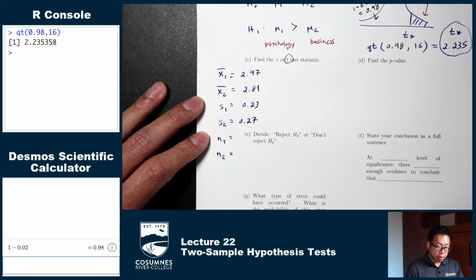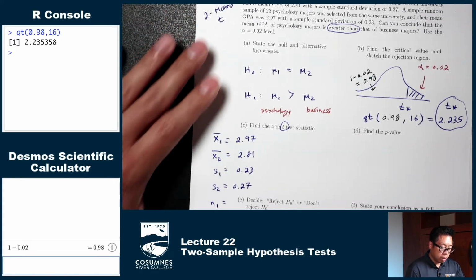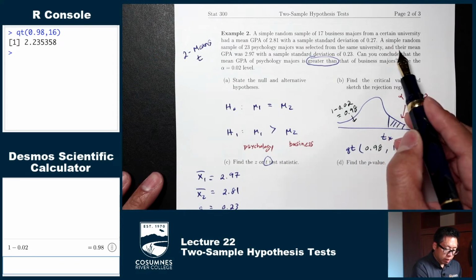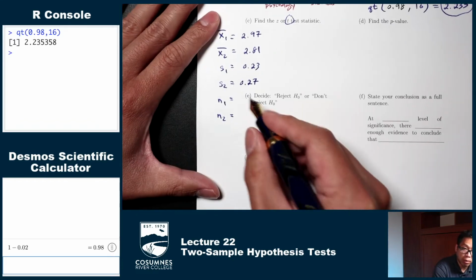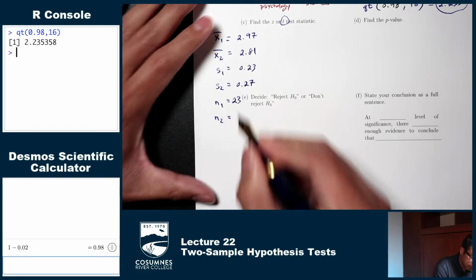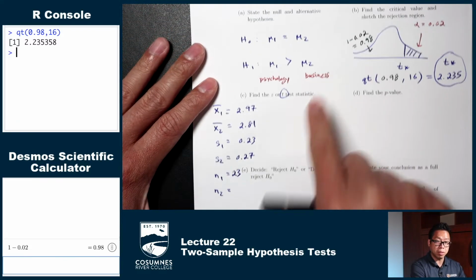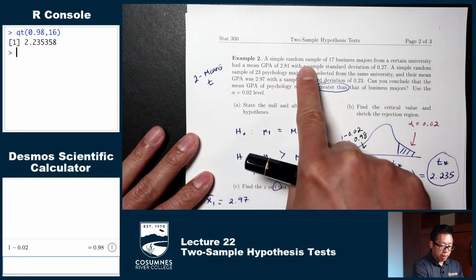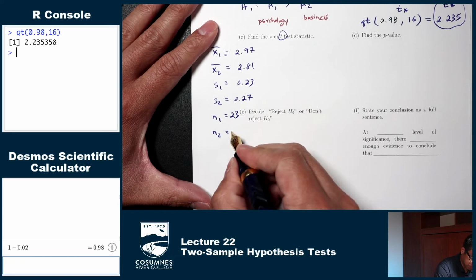n1, sample size for my 1s, so sample size for psychology. Psychology, how many people? Simple random sample of 23 psychology majors, so 23 for my n1. And then n2, sample size for my 2s, which is the business. Random sample of 17 business majors, so 17 is my n2.